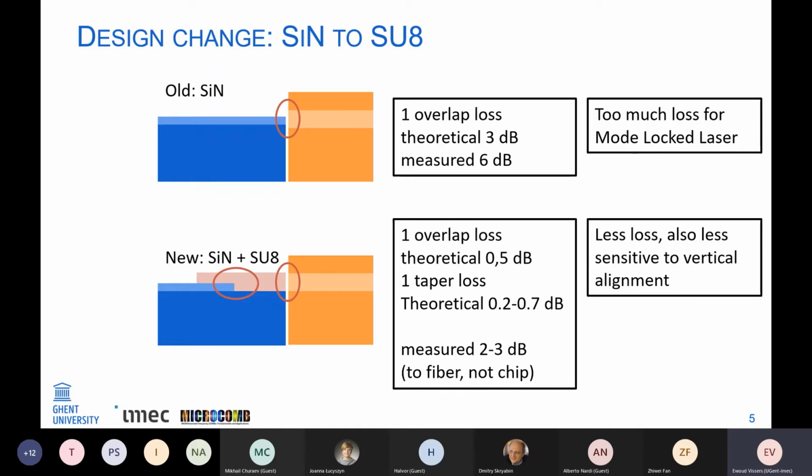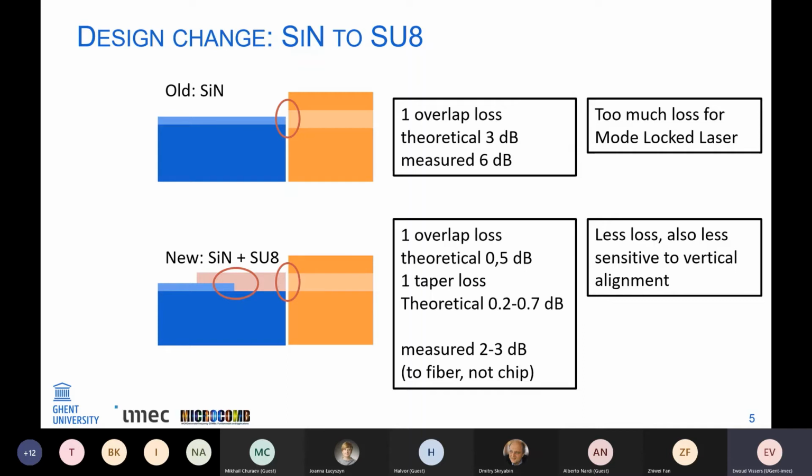According to the simulation, this would give a theoretical coupling loss between the gain chip and the cavity chip of 3 dBs, but actually we got 6 dBs when I measured this, and this was too much loss to get the mode lock laser working. I could get some lasing, but there was no region in which I would get mode locking.